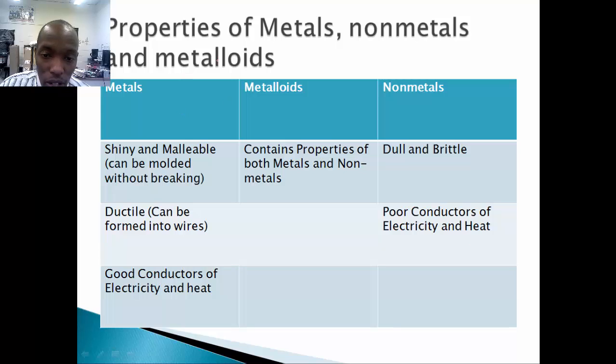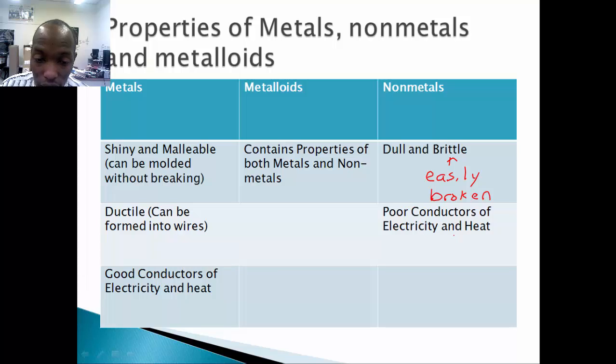So, some properties of metals, nonmetals, and metalloids. Our metals are shiny and malleable. Malleable means they can be molded without breaking. Our metals are also ductile, which means they can be formed into wire, like copper, and they're good conductors of electricity and heat. Our nonmetals are dull and brittle, meaning easily broken, and they're poor conductors of electricity and heat.